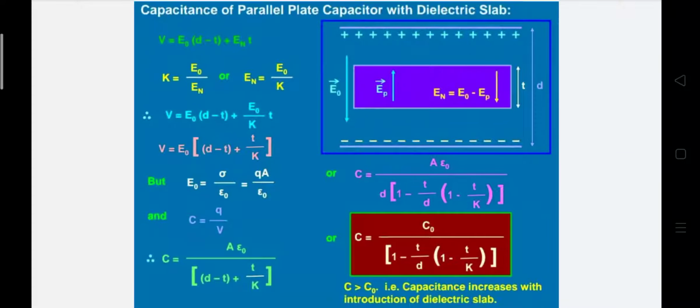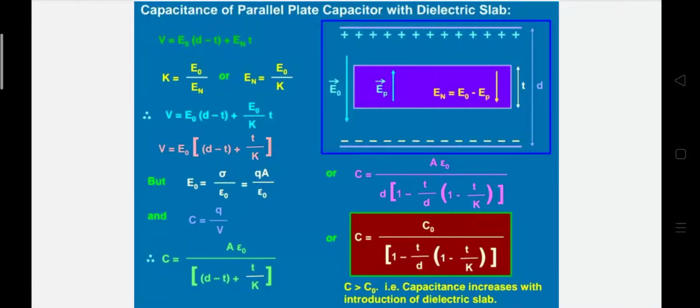Now there are certain special cases. If the dielectric slab fills the entire space between the plates, the complete distance D is filled with the dielectric material, that is T equal to D. Now we put the value of T equal to D, then D minus T is 0. And then the formula becomes D upon K, that is C is equal to K epsilon naught A upon D. Okay, the formula becomes K epsilon naught A upon D.